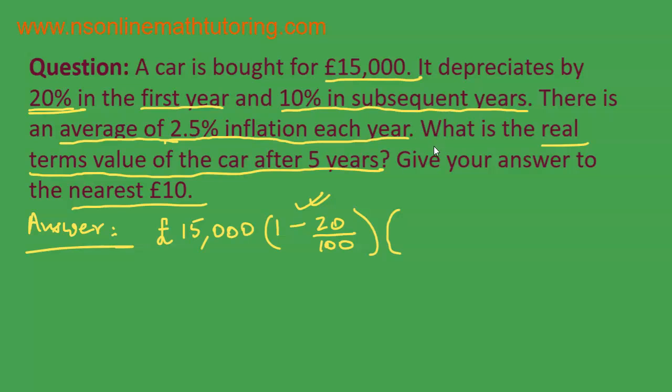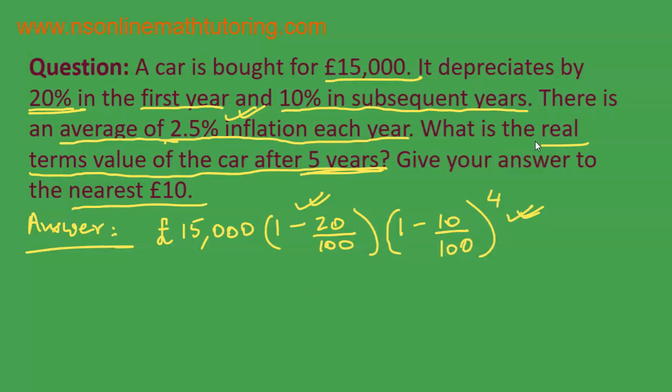And for the subsequent 4 years, because there is a total of 5 years span. So for the remaining 4 years, it will be 1 minus 10 over 100 to the power of 4. So after 5 years, the depreciated value of the car will be equal to this. Whatever is the amount, that will be the value of the car after 5 years. But will the purchasing power of this much money be the same as the purchasing power of today's money? Definitely not, because of this inflation factor.